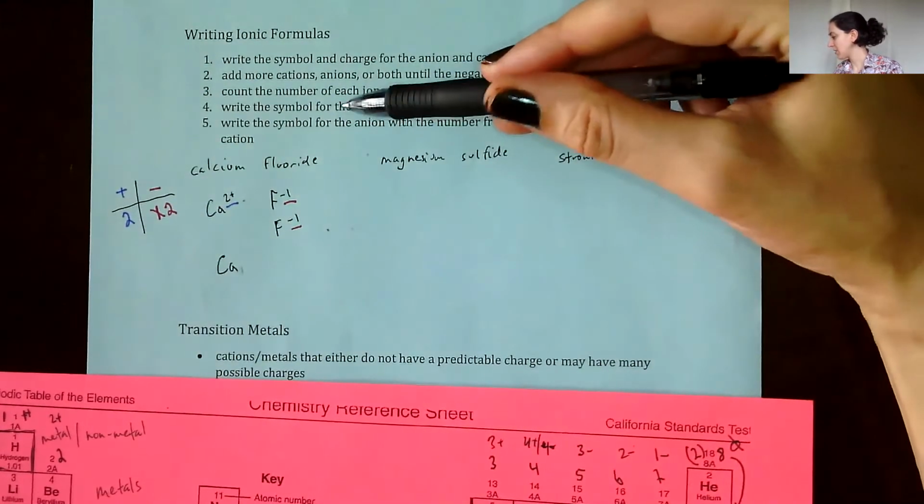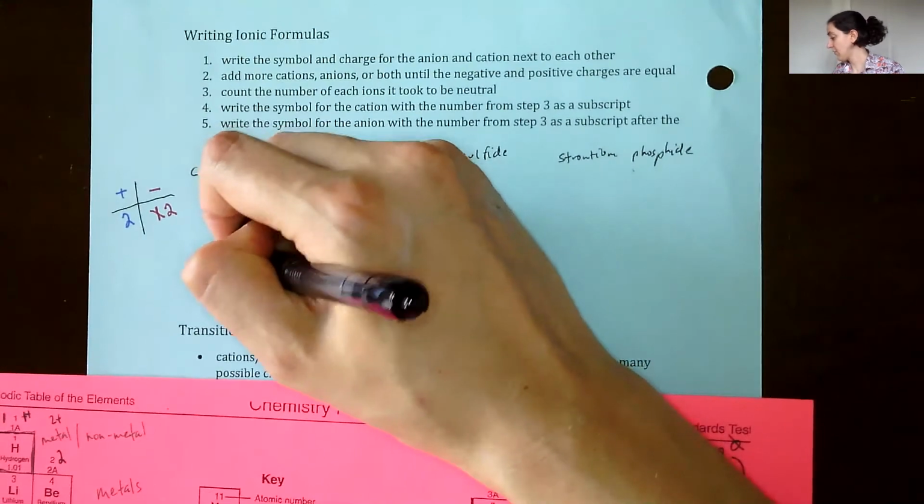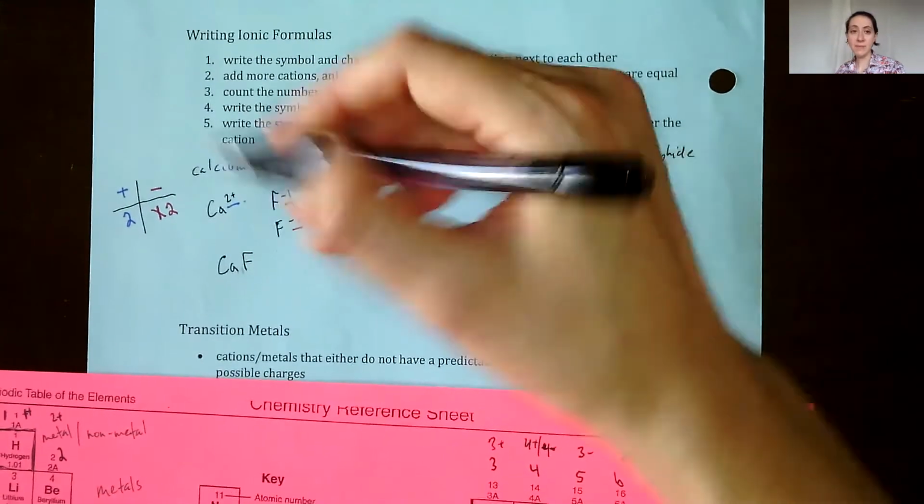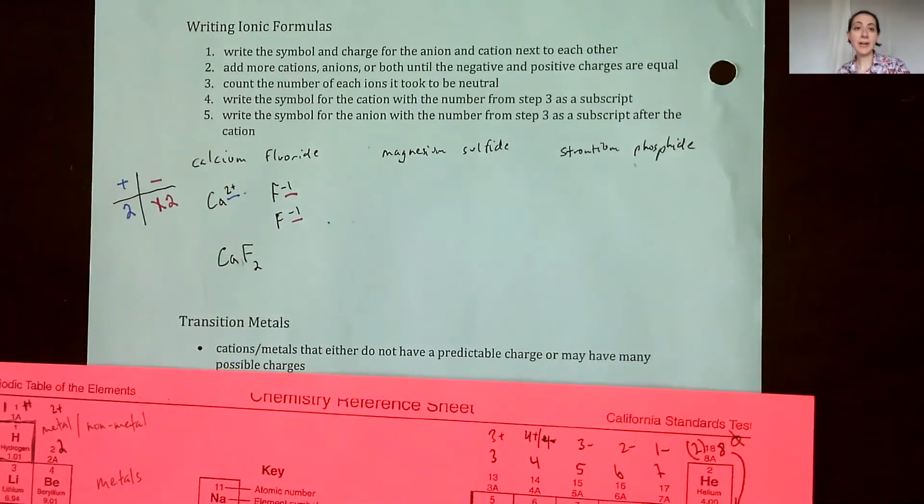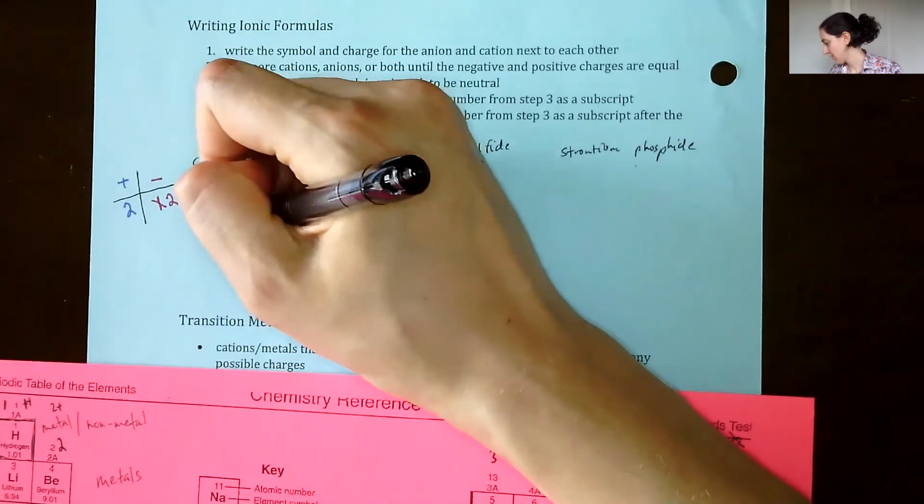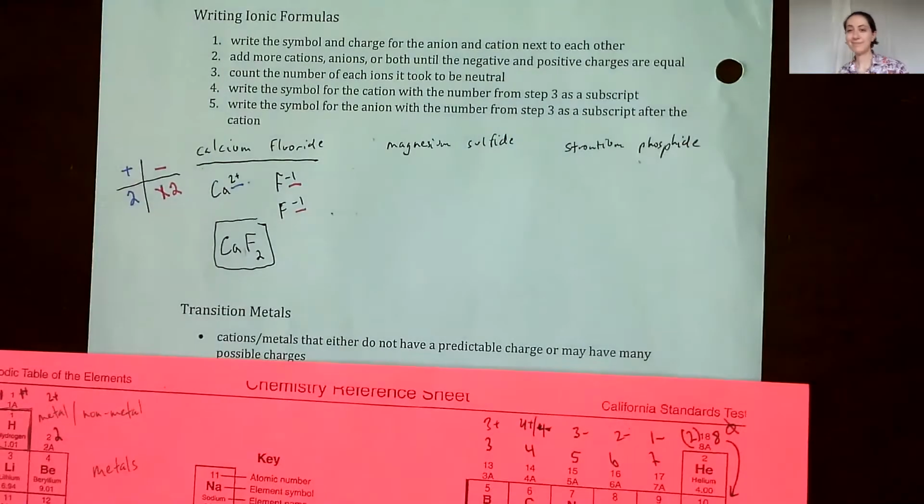Okay, next step, write the symbol for the anion with the number from step 3. So here's the symbol for the anion, and it took 2 of them. So as a little subscript, we're going to put 2. So the formula for calcium fluoride is CaF2. And that right there is our answer. All right? Cool. Let's try the next one.